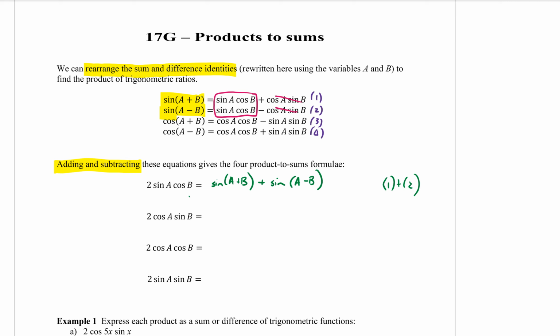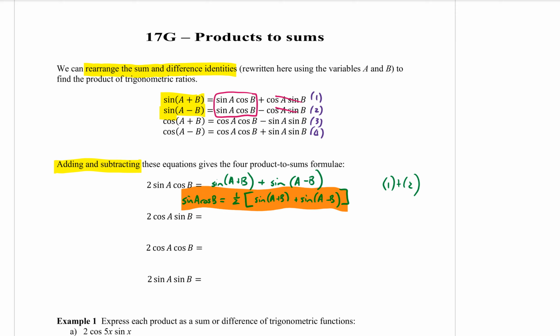On the formula sheet that you are given, it actually writes it in a slightly different way. It divides the 2 across to the other side, which would be sine A cos B equals half, open square brackets, sine A plus B plus sine of A minus B. Now that formula you probably think looks worse, and I would probably agree with you, but that is the one that they give you. So let's highlight that one as being important.